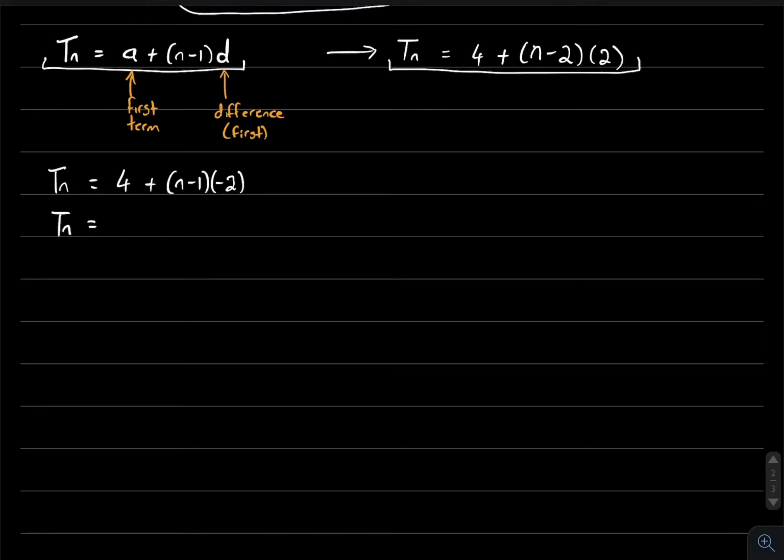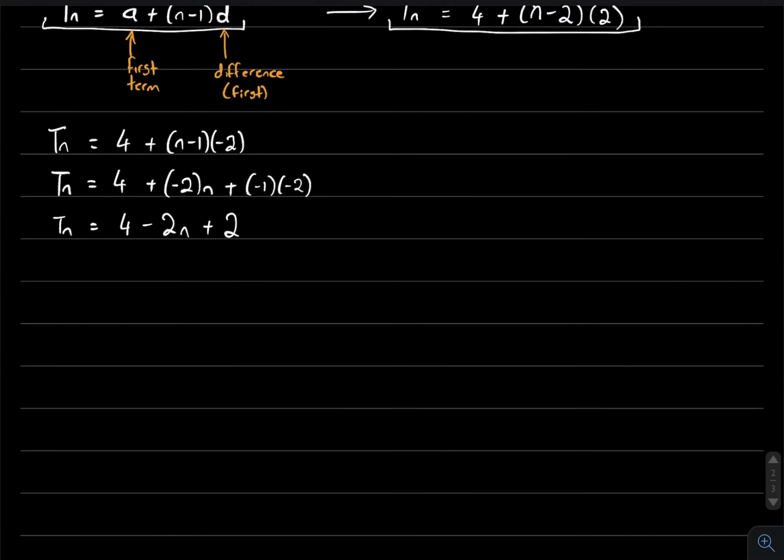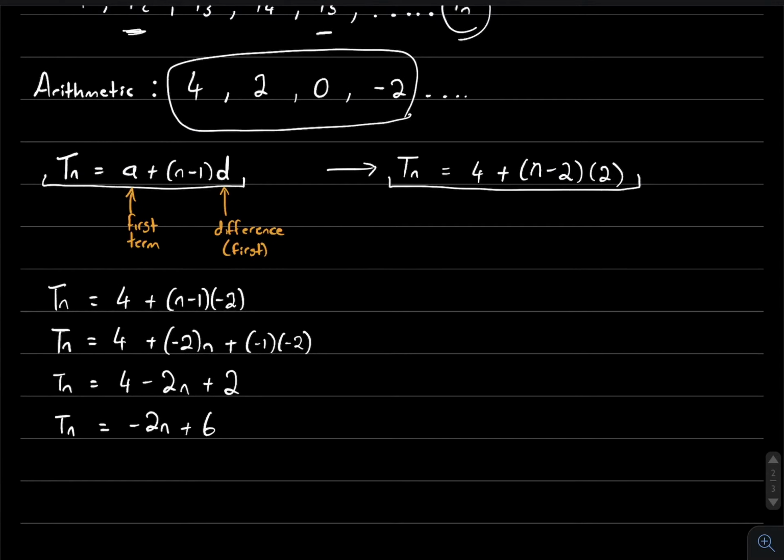So if we were to simplify this, we would get 4. Let's write it like this, times negative 2n plus negative 1 times negative 2. So we're just distributing into the brackets. We get 4, negative 2 times n, it's just negative 2n, negative 1 times negative 2 is plus 2. So we would get Tn is equal to minus 2n plus 6. Okay, so that would be the general term for this arithmetic sequence.